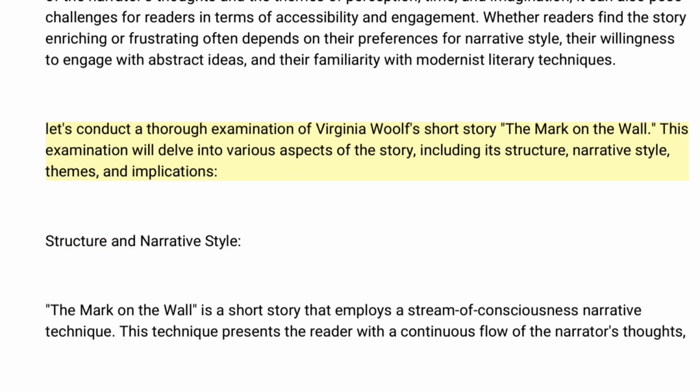Let's conduct a thorough examination of Virginia Woolf's short story, The Mark on the Wall. This examination will delve into various aspects of the story, including its structure, narrative style, themes, and implications.